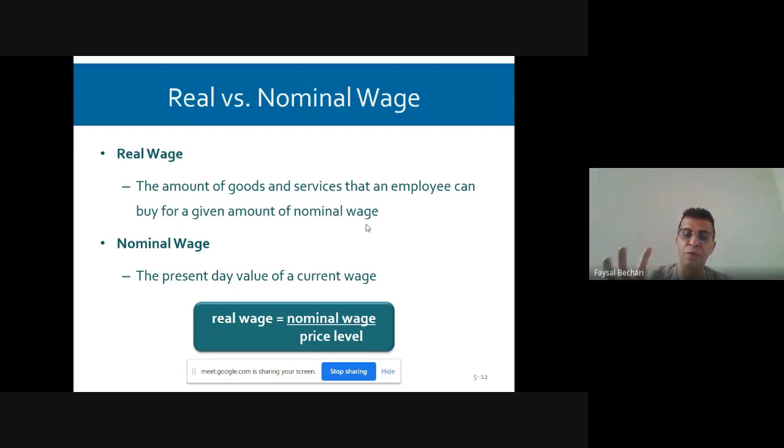So that's a real wage. What's a nominal wage? It is the present-day value of your current wage. How much is your wage? It is 10,000, 5,000, 4,000. So the real wage is the nominal wage over the price level. We know the higher the price, the more your real wage goes down. The lower the price, the more the real wage goes up, because of this calculation.